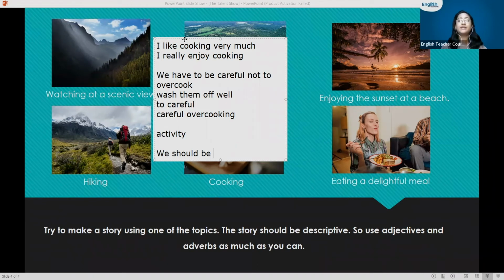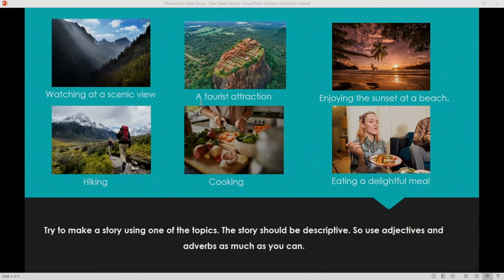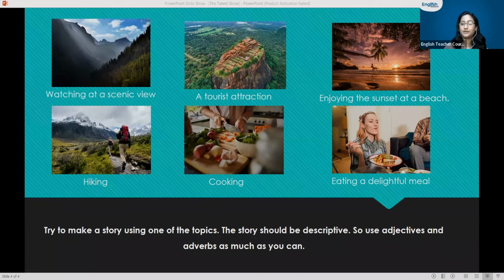We need to prepare meals deliciously as well as healthily, right? Okay, let's move to another person. Very good. Thank you very much. Let's move to another one. Who's next? Teacher, Nilankana here.